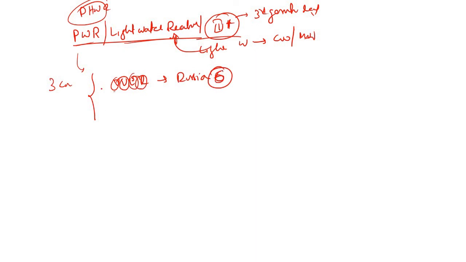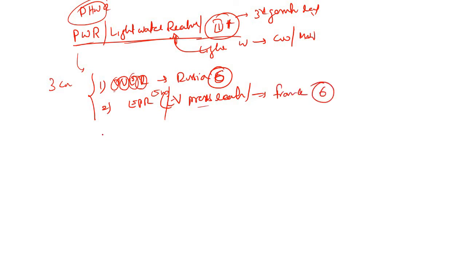Voda energy reactor. The second one is EPR, the evolutionary pressurized reactor. These are being supplied by France. These are also 6 in number. And the third one is the USA, which is supplying us a total of 12. These are called AP, meaning advanced pressurized reactors.